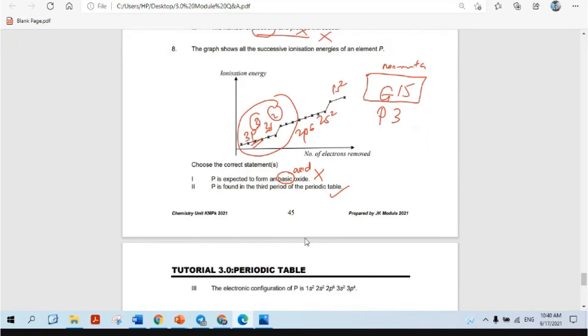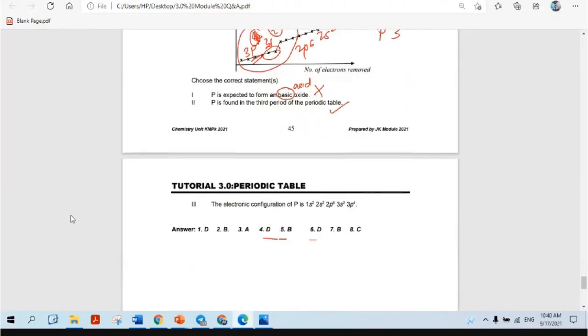Oh, ya, betul, Madam silap kira. 1s2, 2s2, 2p6, 3s2, 3p4. Okay, sorry, suppose 3p4. So 3p4 is 6, so group 16. Okay, so the answer is 2 and 3. C. Okay, that's all for today's lesson.